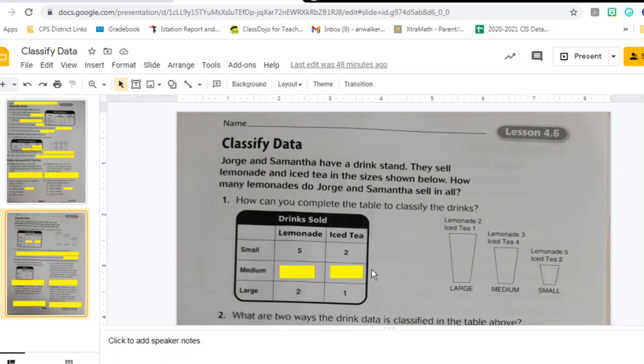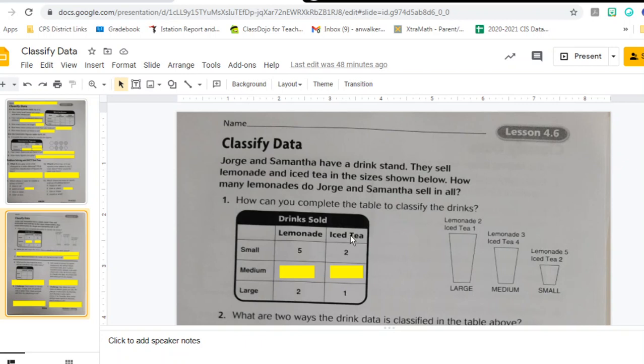George and Samantha have a drink stand. They sell lemonade and iced tea in the sizes shown below. Let's look at the picture. They sell large, medium, and small drinks. How many lemonades do George and Samantha sell in all?